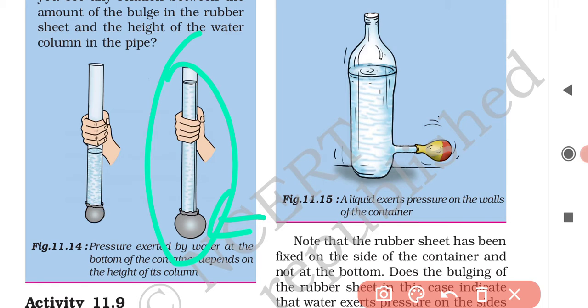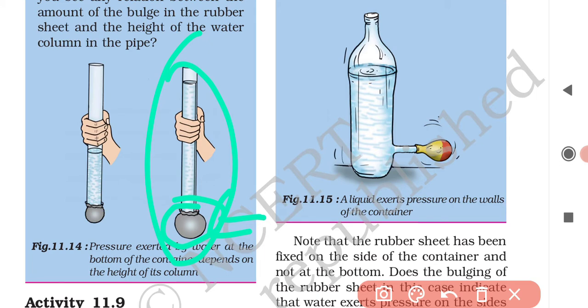It demonstrates that the water poured in the pipe exerts a pressure on the bottom of its container. Which is the bottom of this pipe? This rubber sheet, right? This happens because the bottom of the container, or pipe in this case, is made of a flexible thin rubber sheet which gets stretched by the pressure exerted by water to form a bulge.